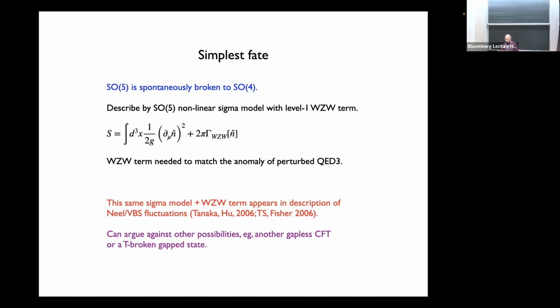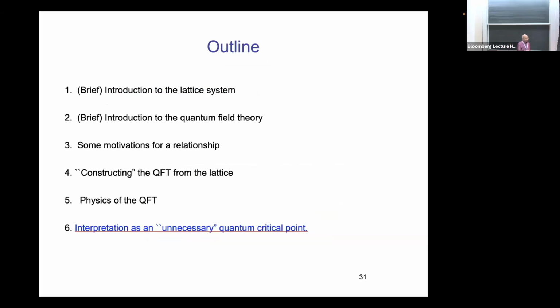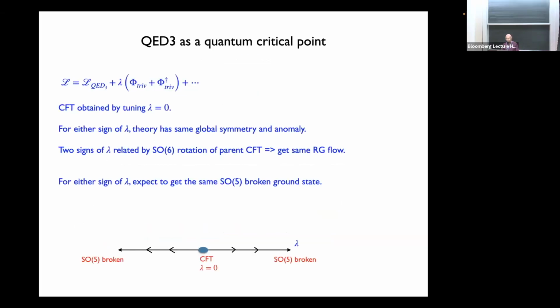There are some arguments. All right, so now let me finish by talking about the interpretation as this unnecessary quantum critical point. Let's first discuss this at the level of the field theory, and then I'll go back to the lattice system and ask where it lives in the phase diagram of the lattice system, and at that point, bring back the questions you both raised.